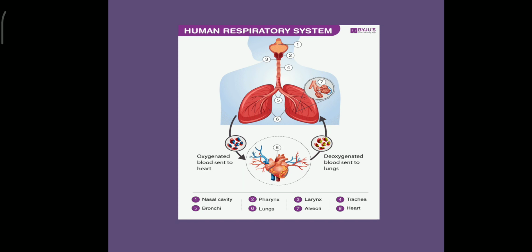This image shows the human respiratory system. Can you see the numbers 1, 2, 3, the sequence the same way? Just imagine the number 1 in the respiratory system involves the nasal cavity, followed by the pharynx, and then the larynx, and the fourth one is the trachea, followed by the bronchi, and then the lungs, towards the alveoli, and at the last it enters into the heart.